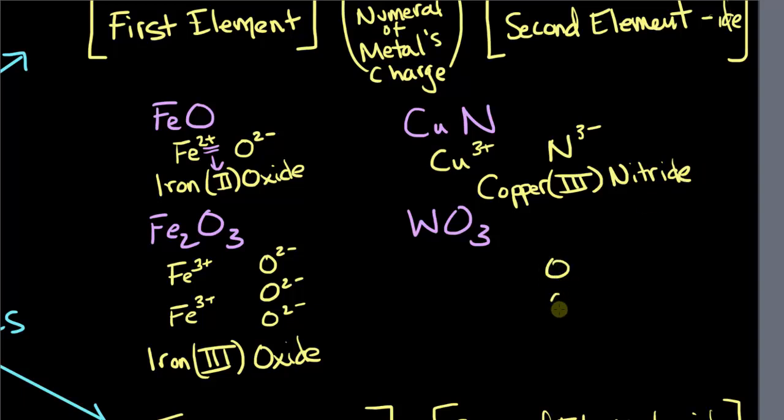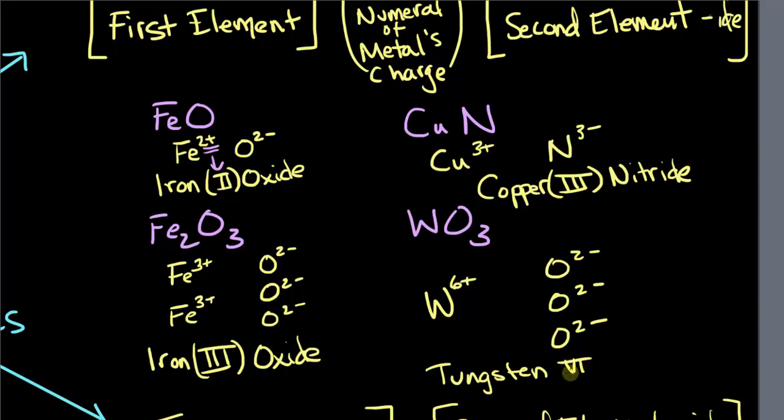Over here, we've got 3 oxygens, 2-, and we have 1 tungsten. So this must have a charge of 6+ in order to counter the charge of all these oxygens, which makes this tungsten(VI) oxide. Notice it is important to have a sense of your Roman numerals.